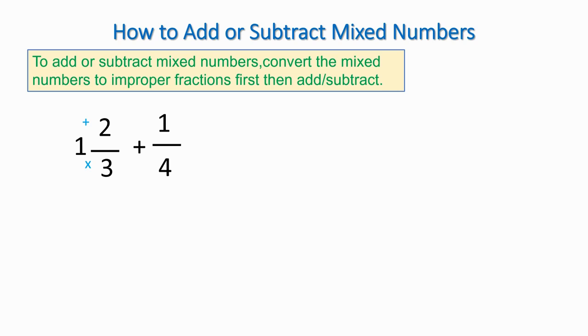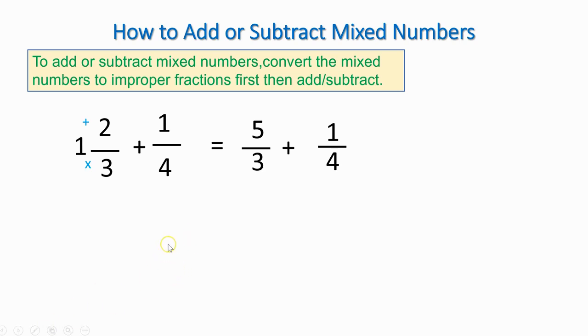So 3 times 1 will give you 3. Add 2 will give you 5. And then just copy the denominator 3. For the second fraction, it's not a mixed number, so you just copy that. So as a rule, you cannot add or subtract fractions unless they have a common denominator.